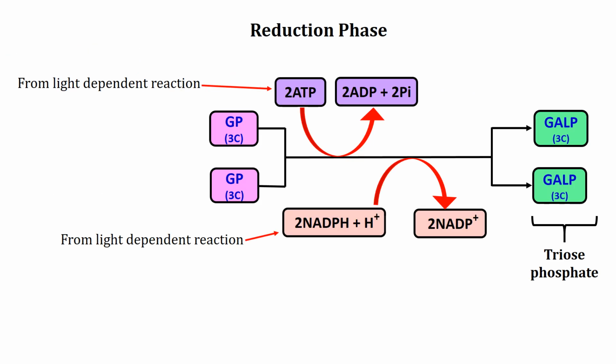This diagram summarizes the reduction phase. Note how GP is converted to GALP using NADPH and ATP from the light-dependent stage.